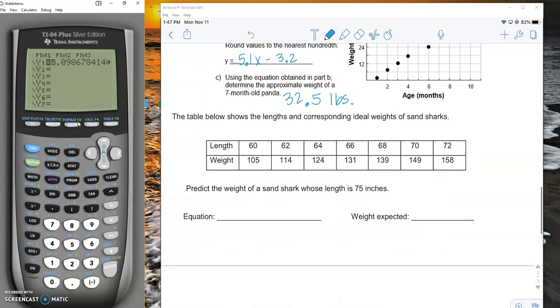Last one. We have a table between the lengths and weights of sand sharks. So again, stat edit. Remember, if you need to clear out your list, you clear the list. We do not delete the list, because if you delete, they disappear forever. And if you need to pause to catch up, that's fine.